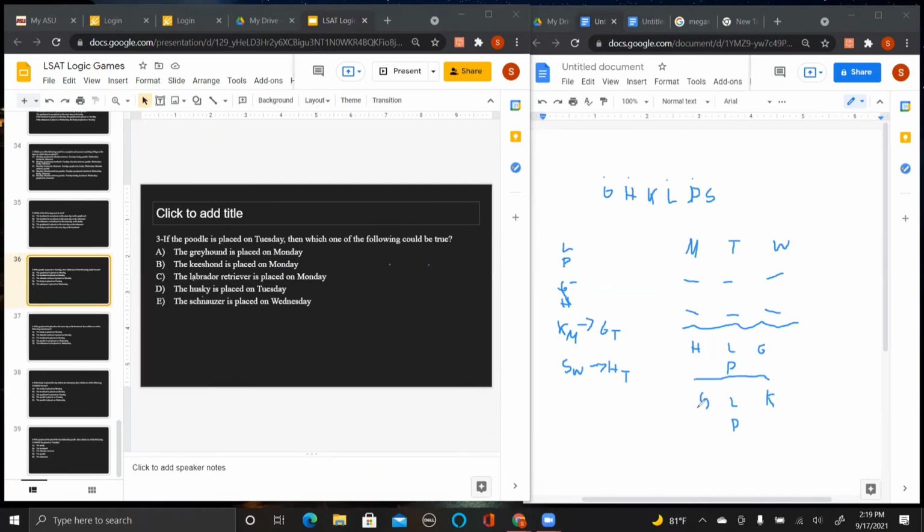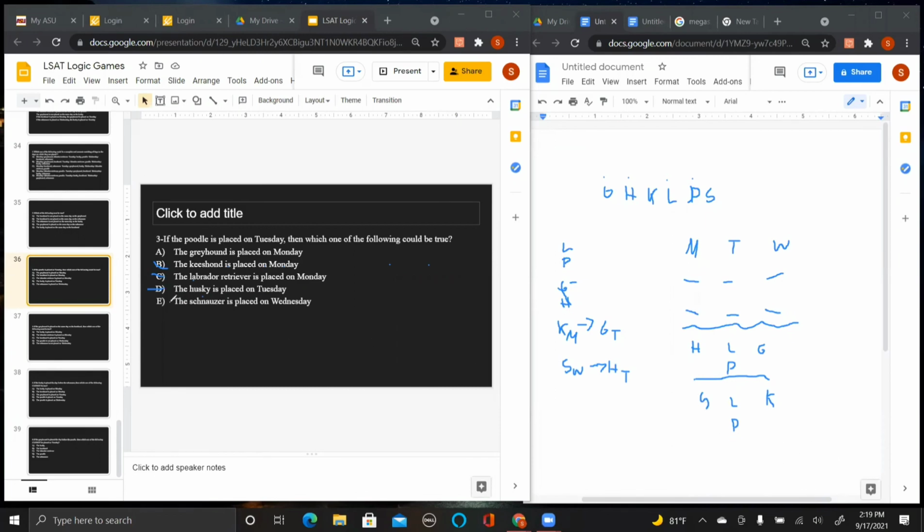Greyhound is on Monday. Yeah, that could be true. Greyhound could be with the Schnauzer. The Keeshond is on Monday. Nope, Keeshond is on Wednesday. We just have that. The Labrador is placed on Monday. Nope, that's on Tuesday with the Poodle. Husky is on Tuesday. Nope, that's already filled up. The Schnauzer is on Wednesday.